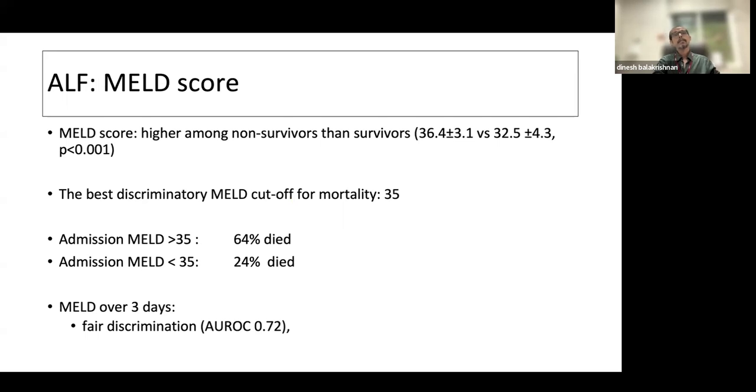Again, acute liver failure patients with a very high MELD score have a high risk of mortality. So with an admission MELD more than 35, almost 64% of patients died in comparison to about 24% when the MELD was less than 35.